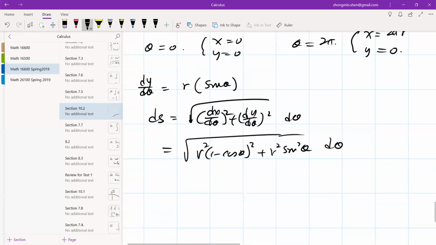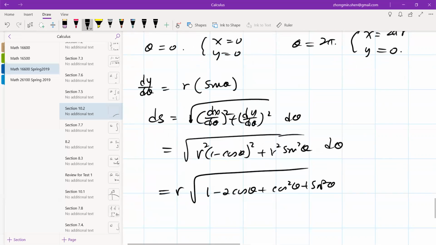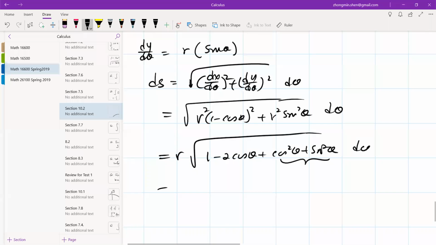What you can do is take r out. The inside is 1 minus twice cosine theta plus cosine squared theta plus sine squared theta. The only simplification you can make is that this can be replaced by 1. So you get the square root of 2 minus 2 cosine theta, d theta.